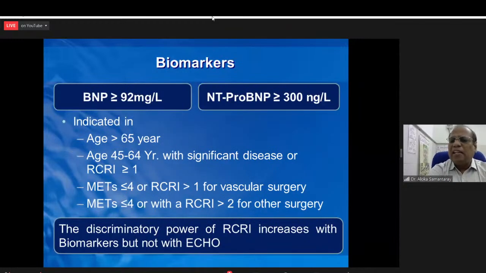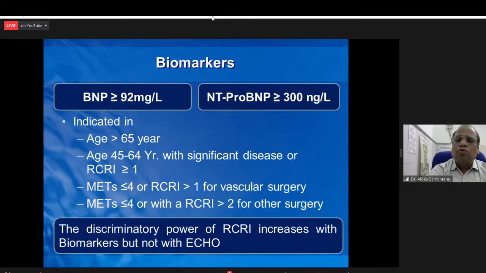It was said that the biomarkers along with the RCRI work wonders. It was said that whenever an RCRI of more than 2 is analyzed along with one of these biomarkers, the discriminatory power of the revised cardiac risk index almost increases by more than threefold. The commonly used biomarkers are BNP or NT-proBNP, which are released in response to myocardial failure because of the stretching of the heart muscles, with or without ischemia.